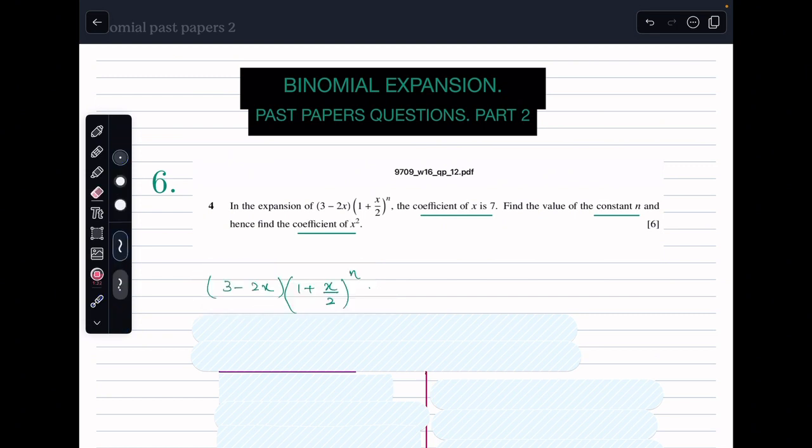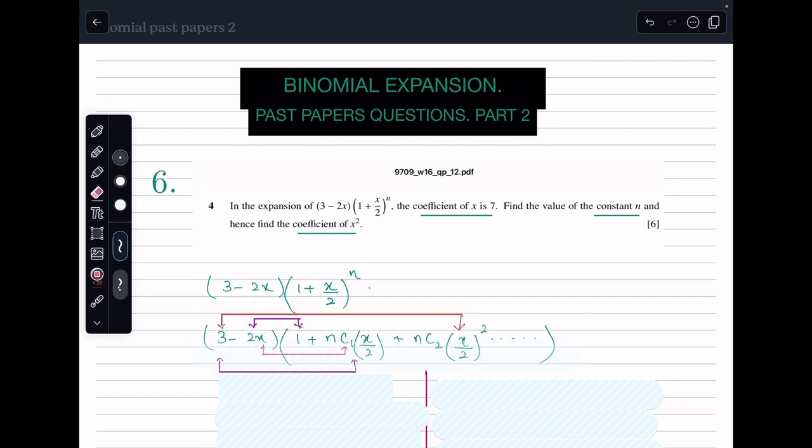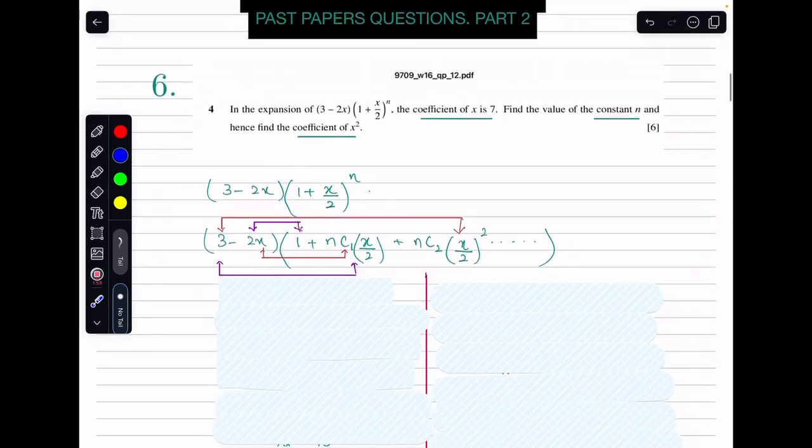So it's (3 minus 2x)(1 plus x by 2) to the power n. If we expand (1 plus x by 2) to the power n in terms of n, then for binomial expansion I should know that this is going to be 1 plus nC1 x by 2, nC1 is n, x by 2, plus nC2 (x by 2) the whole square. And to get the coefficient of x, because they have said that it's the coefficient of x which equals 7, I will be interested in finding out all the terms in x here.